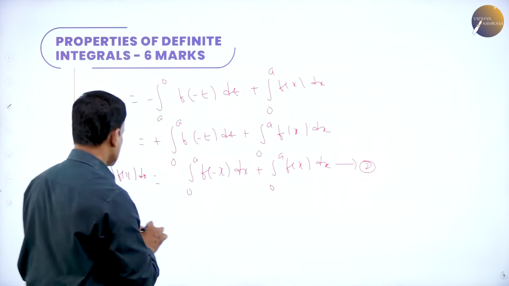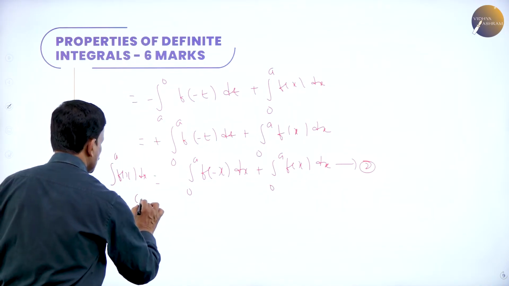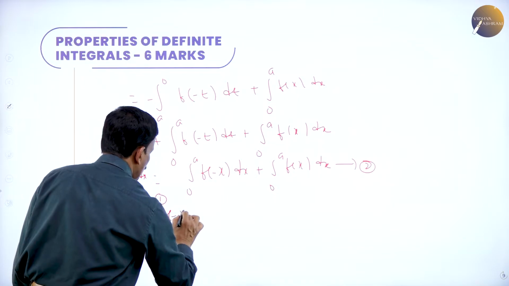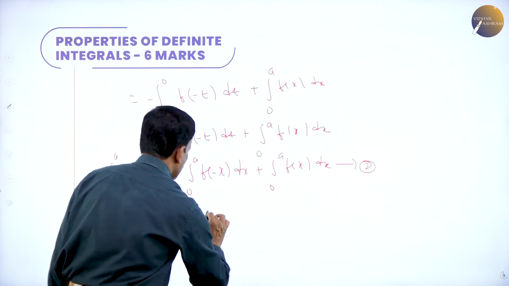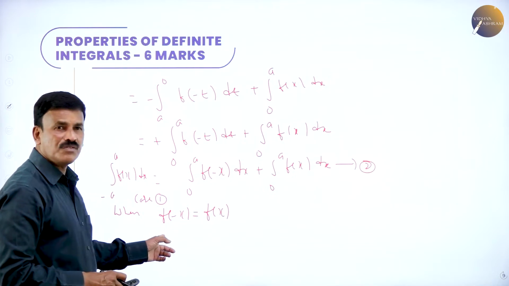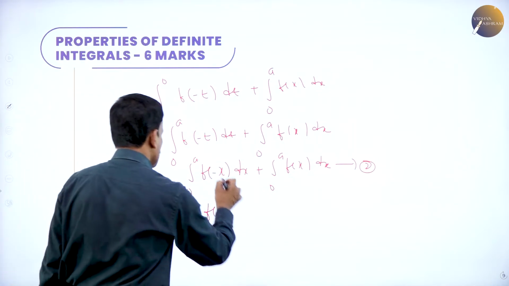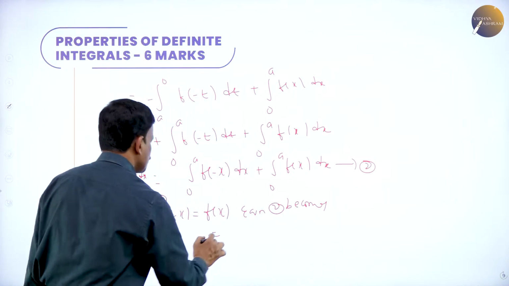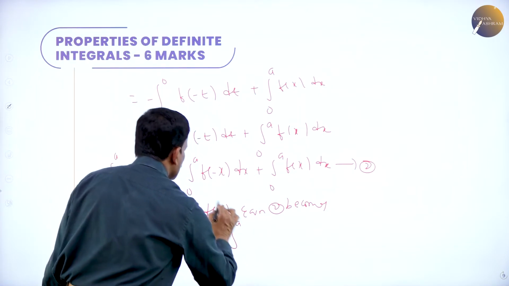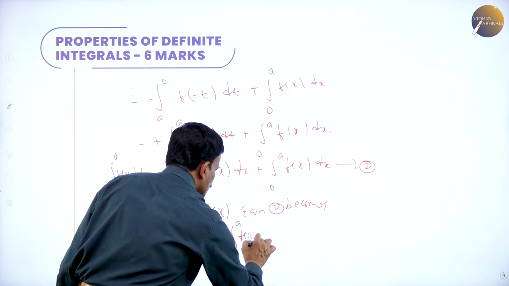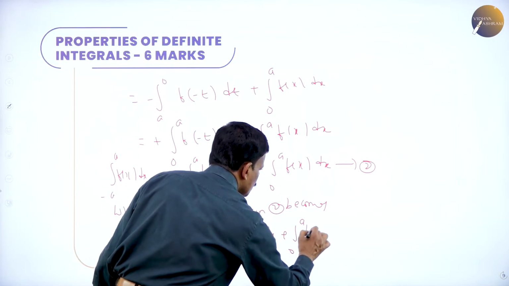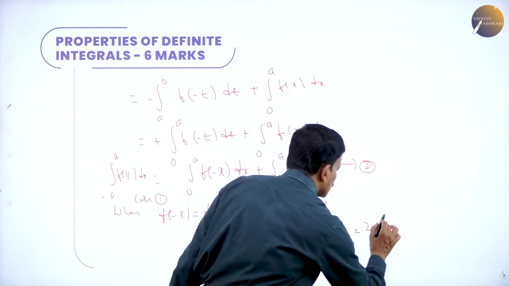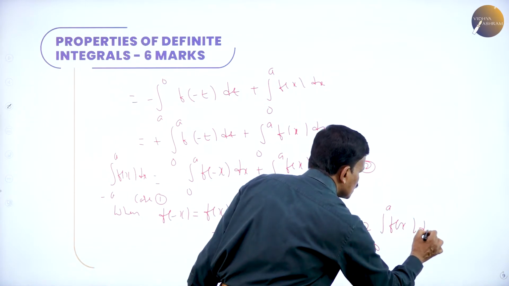Now two cases arise. Case 1: what is the condition given? When f of minus x is equal to plus f of x. Substitute here, this equation 2 becomes integral 0 to a of f of minus x, which is nothing but plus f of x, dx, plus the second part is the same, 0 to a f of x dx. This is equal to 0 to a f of x dx plus 0 to a f of x dx, which is nothing but 2 times 0 to a f of x dx. That is the first answer.